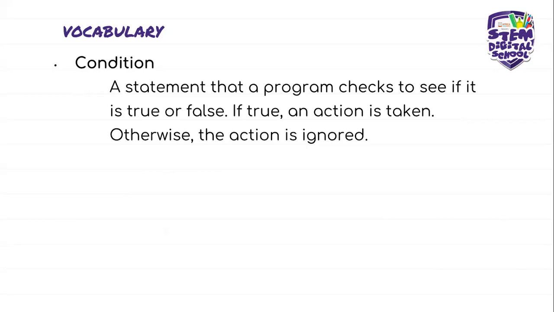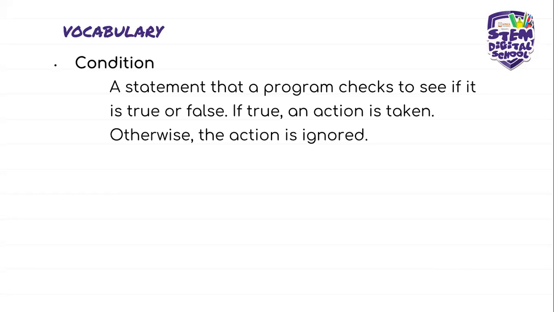So a condition is a statement that a program checks to see if it is true or false. If true, an action is taken. Otherwise, the action is ignored. And for those of you that are new, my students already know I like to use the example of an apple tree. So as long as there are apples in the tree, you will pick them, okay?